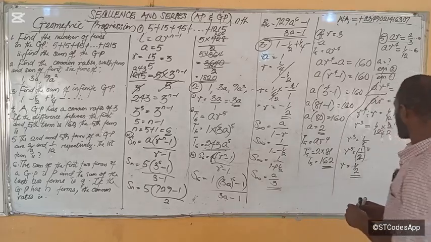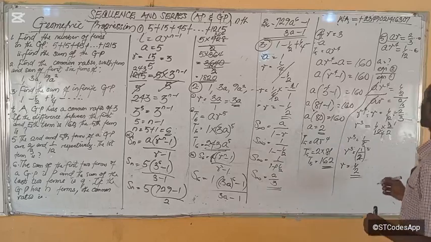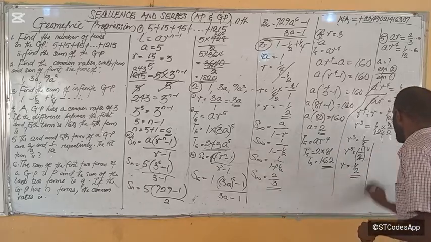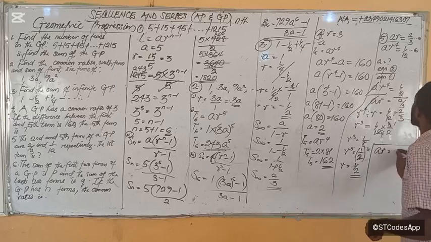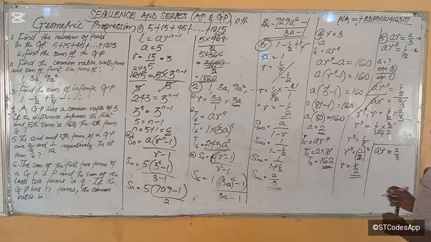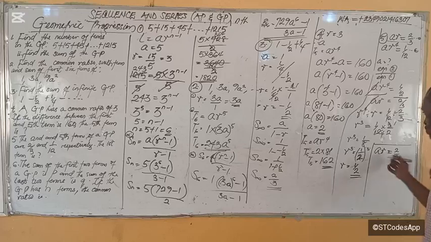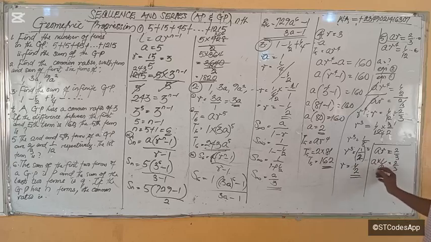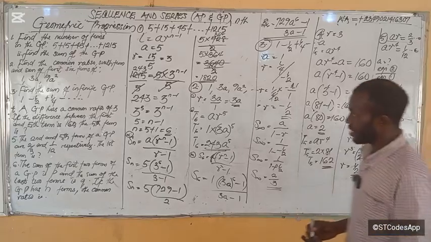But it says you find A, right? So from equation 1, we know that AR is 2 over 3, isn't it? We already know what R is. So A times 1 over 2 is equal to 2 over 3. So multiply both sides by 2. If we multiply both sides by 2, it will remain only A here, equals 2 times 2 over 3. That is 4 over 3. That is our A. Is that clear?